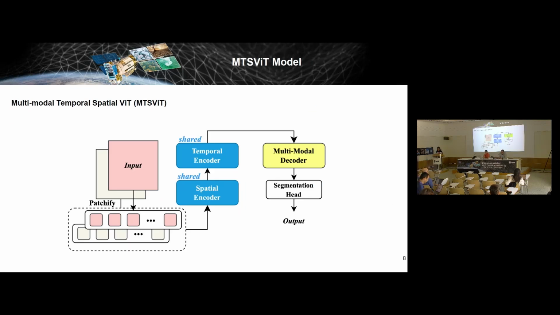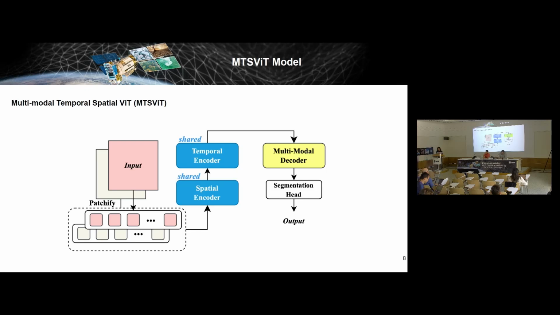Now let's jump to the model part. Besides the dataset, we also try to develop a model for this forest type mapping task. And we call this model multi-modal temporal spatial vision transformer, MTSViT.